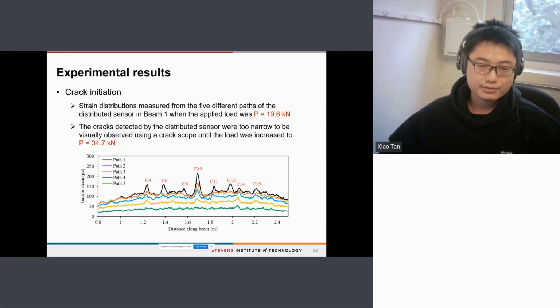As the applied load was increased, cracks were initiated in the concrete. In this study, since the distributed sensors were deployed along the beams, cracks in the concrete passed through the distributed sensors and caused strain peaks in the strain distribution measured from the sensor. It should be noticed that the strain distribution was measured from the 4 different passes of the distributed sensor in beam 1 when the applied load was 19.6 kilonewton. However, the cracks detected by the distributed sensors were too narrow to be visually observed using the crack scope until the load was increased to 34.7 kilonewton. This result shows the high sensitivity of the distributed sensors.